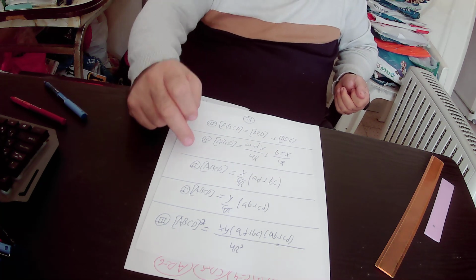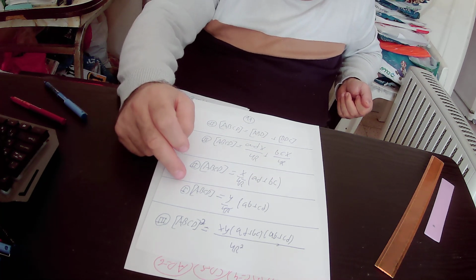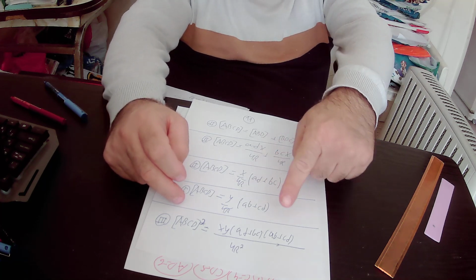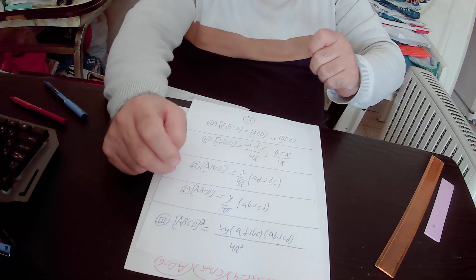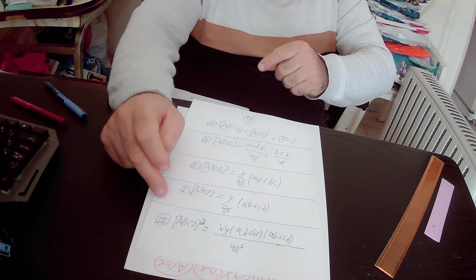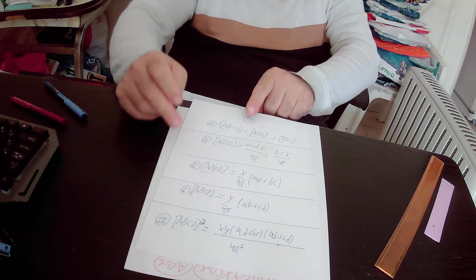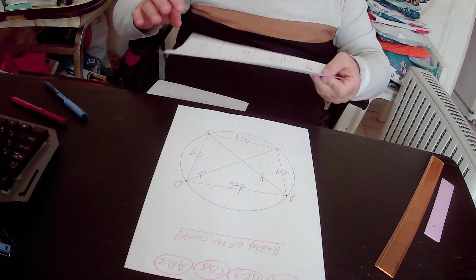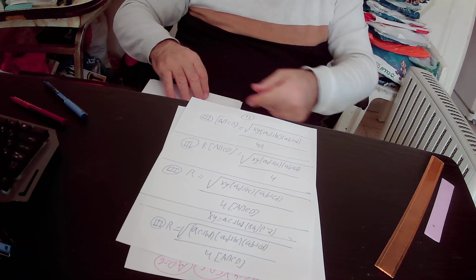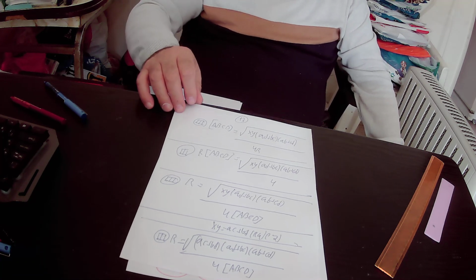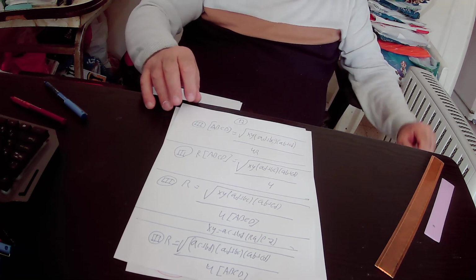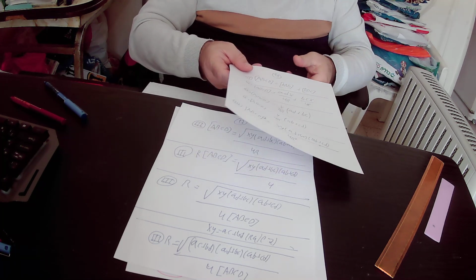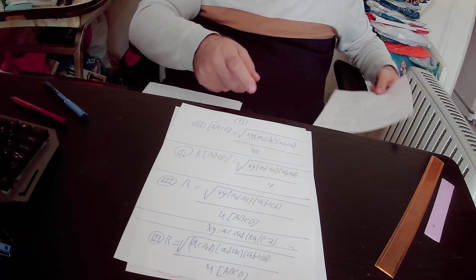So we multiplied equation number 2 by equation number 1, and we got that the area of quadrilateral ABCD squared equals this expression. Then we took the root of equation number 3, and we got that the area of quadrilateral ABCD equals the root of this expression in the numerator, and the root of 4R squared, which equals 4R.